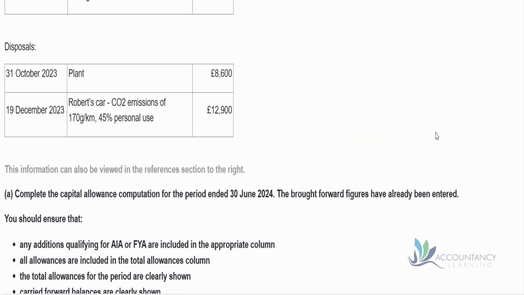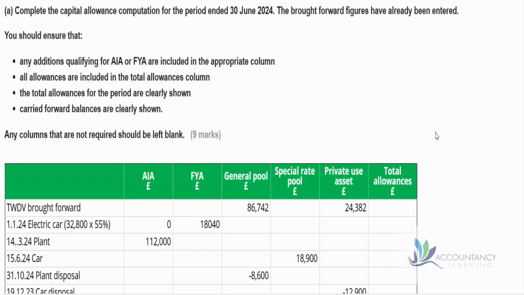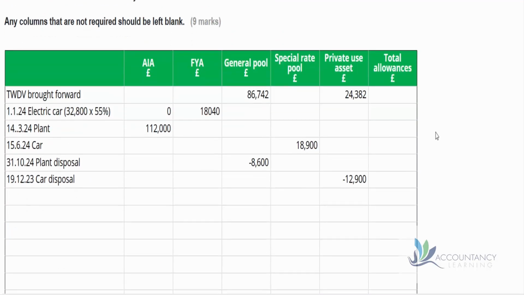So we've gone through all the additions and disposals. That's all the information, all the numbers from the scenario, into our table. So it's now time to start working out our capital allowances. In the first column with our annual investment allowance, we have a 100% allowance here, so we can take the full 112,000. This is a capital allowance, so let's put that in the final column as well, because we'll want to work out what our total allowance for the year is.